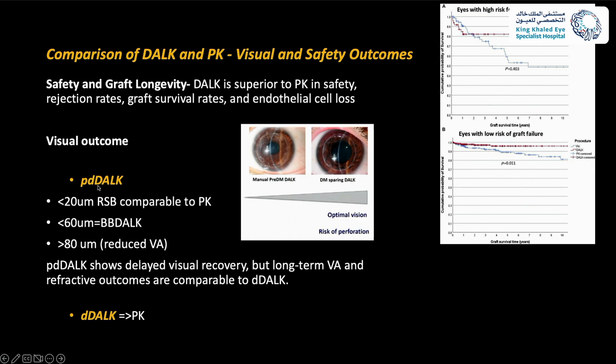However, pre-dysmatic DALK is always determined by the amount of residual stromal bed thickness. If you removed most of the stroma, leaving less than 20 microns, the outcome is comparable to PK. If you leave 60 microns, the outcome is comparable to big bubble DALK, and the poorer VA was whenever you leave 80 microns or more. So pre-dysmatic DALK showed delayed visual recovery. However, the long-term VA and refractive outcome are comparable to dysmatic DALK. Keeping in mind, the deeper you go, the higher the risk of perforation that you will face.